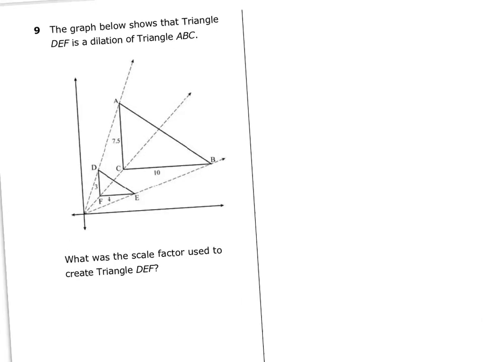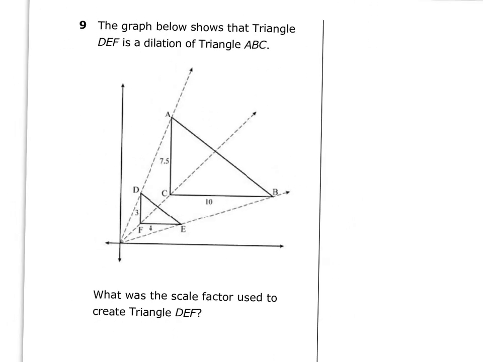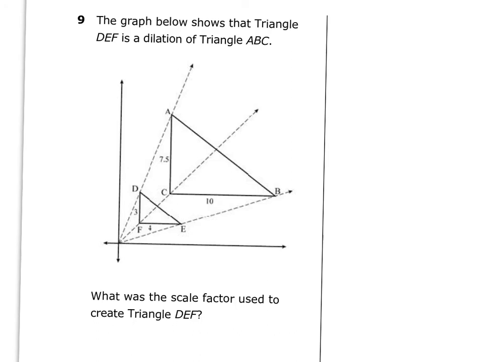Number 9. This was a very missed question and I'm not sure why. Alright. Well, actually I do know why. It says the graph shown below is the triangle DEF is a dilation of triangle ABC. Which triangle came first? ABC. This was the original. DEF is a dilation of ABC. ABC was first. So when we're solving a scale factor, we want to know what times 10 gave us 4. Or what times 7.5 gave us 3.